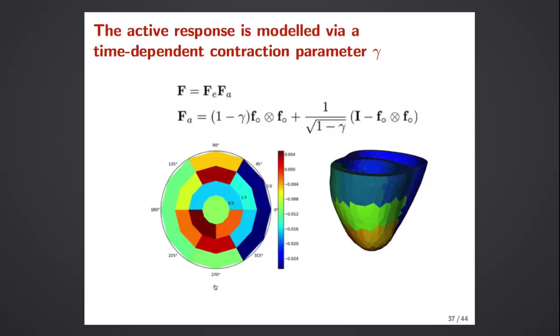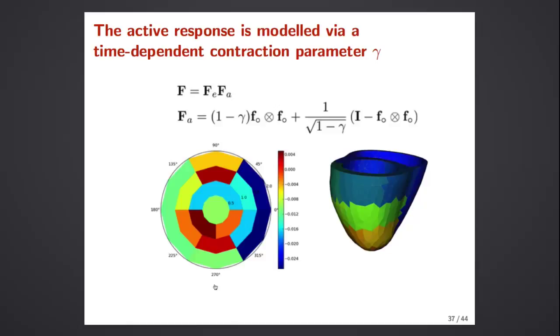And this is modeled using a single parameter gamma, which depends on time. We're decomposing the deformation gradient F into a passive part and an active part, like this: F equals F_e times F_0 along the fibers. So this gamma will depend on time through the cardiac cycle, but it should also ideally depend on space, in the sense that we have data from 17 regions of the heart.